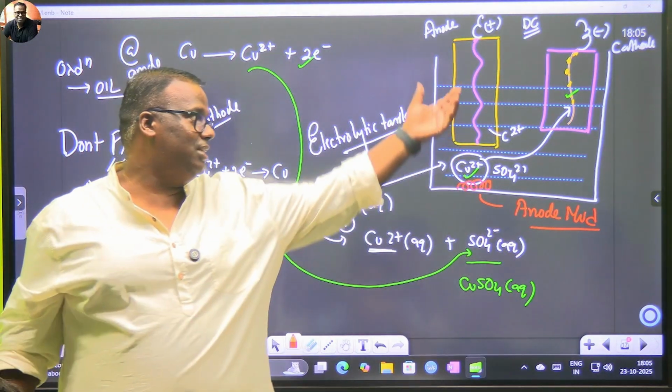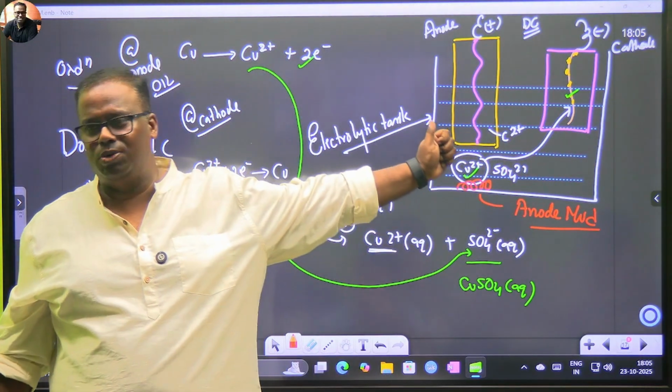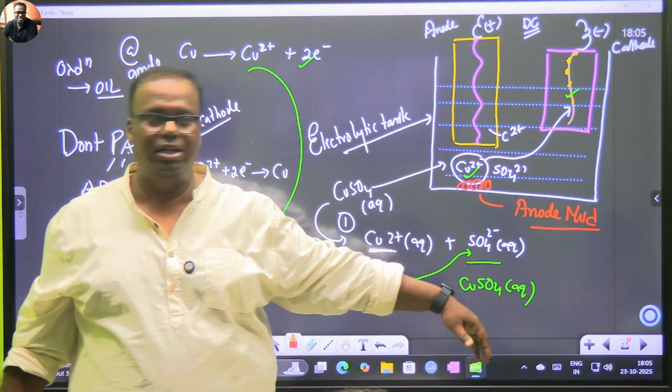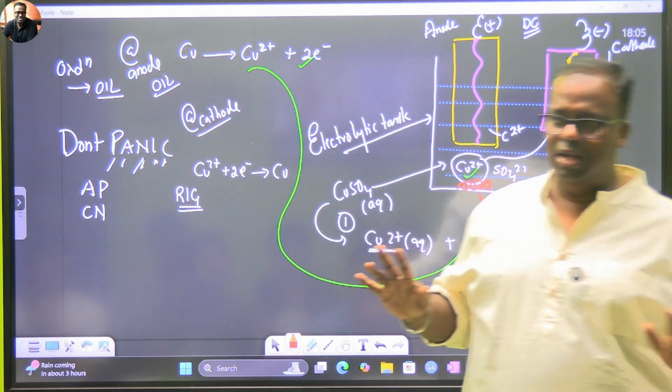All you were interested in was the copper, and all the copper is gone. Now impurities are left. They will not hold together. After some time, they will fall down. That is the anode mud. Is this story clear? Anyone has a doubt?